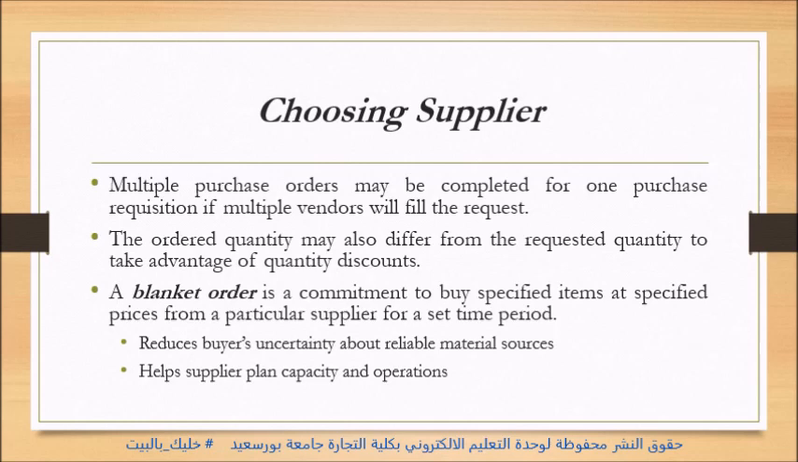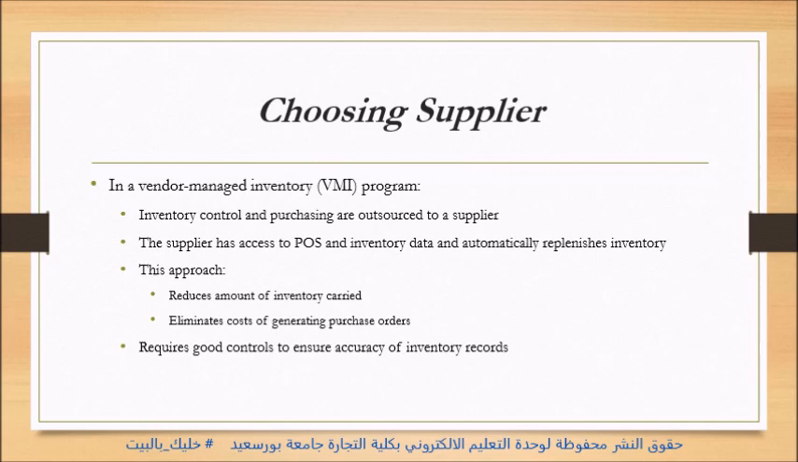Many companies maintain special purchasing arrangements with important suppliers. A blanket purchase order, or blanket order, is a commitment to purchase specified items at specific prices from a particular supplier for a set time period. Most of them are one year. Blanket purchase orders reduce suppliers' uncertainty about reliable sources of raw materials and help the supplier plan its capacity and operations more effectively.